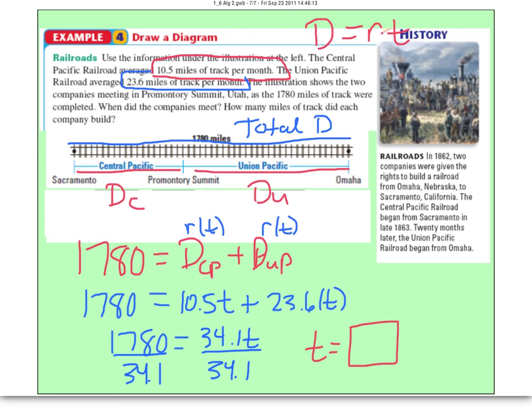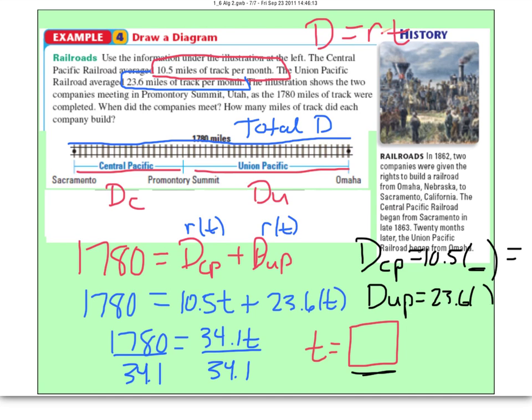Sure. Remember again, you guys, the distance for Central Pacific is their rate of 10.5. And then we're just going to take what we get for time and put it in there, and it'll tell us their distance. Like the same way, the distance of Union Pacific is going to be their rate of 23.6 times time from this equation. I'll put that in there, and that will tell us their complete distance.